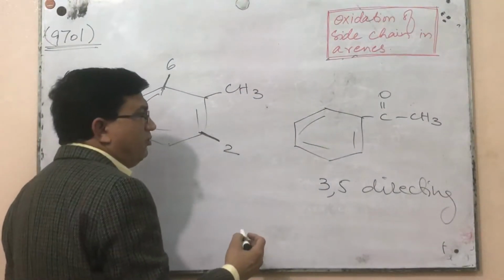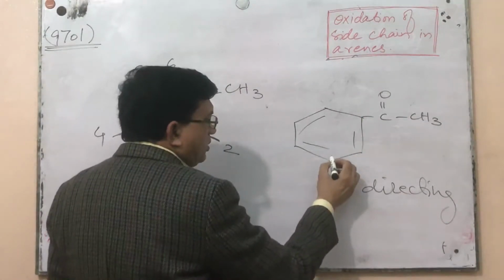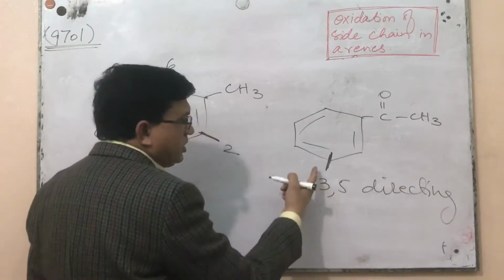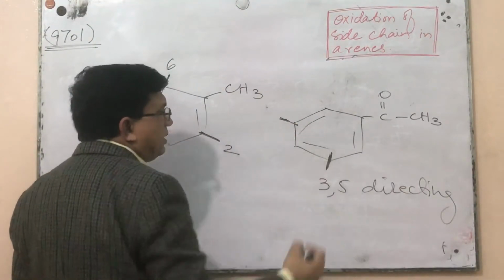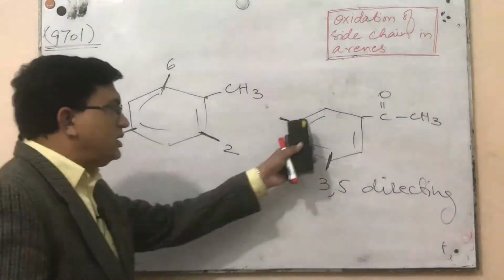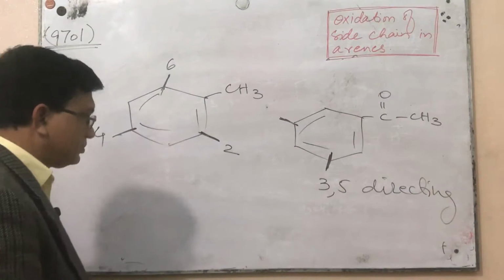What are the 3 and 5? From this carbon, 1, 2, 3. Now, the second group will be adjusted here or here. These are the positions. That's why these are termed 3,5 directing groups.